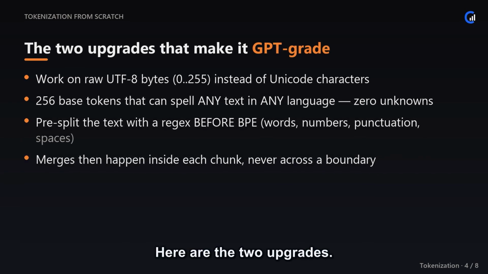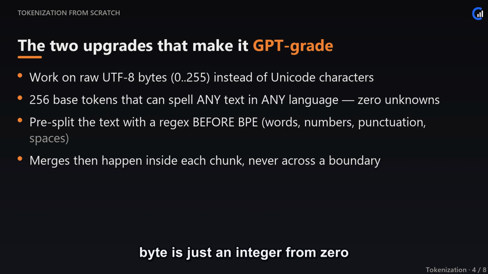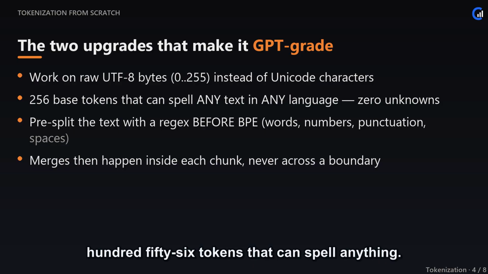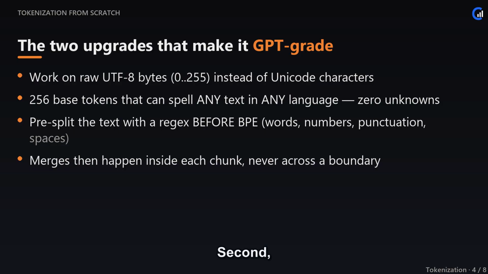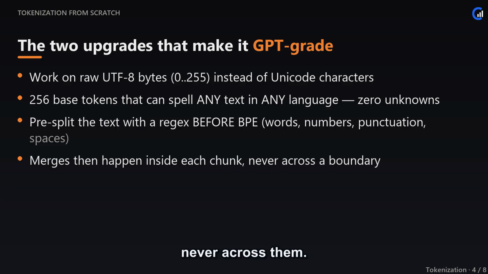Here are the two upgrades. First, operate on raw UTF-8 bytes. Every byte is just an integer from 0 to 255, so the base vocabulary is exactly 256 tokens that can spell anything. Second, pre-split the text with a regular expression before BPE runs, so a merge can only ever happen inside a word or a punctuation run, never across them. Let's start with the bytes.